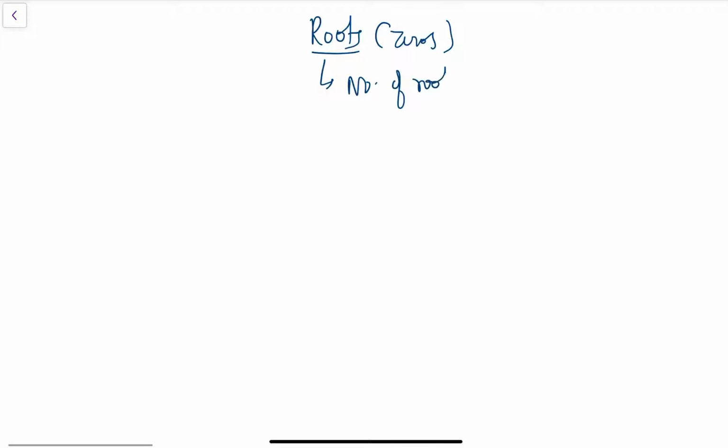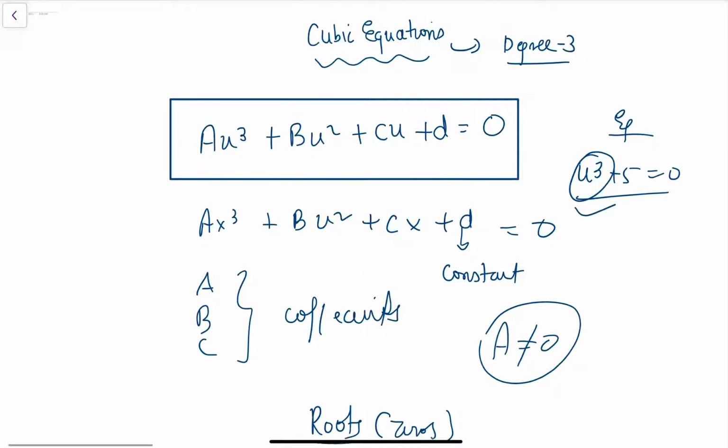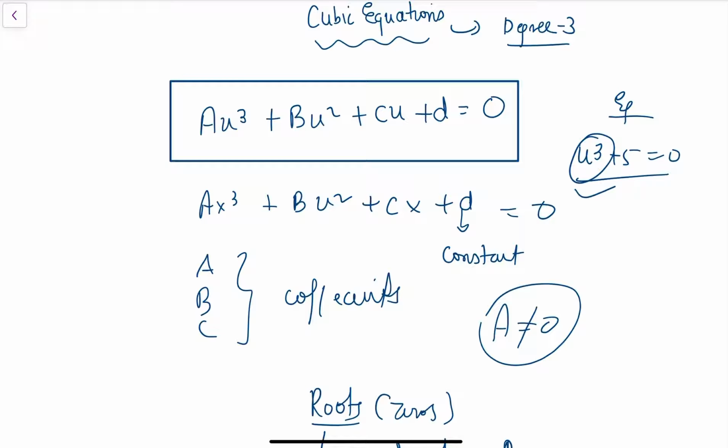Fine. Now let's talk about the roots. Roots are the zeros of a cubic equation, and you know the number of roots is equal to the degree. The higher the degree, the more roots. If the degree is 2 in a quadratic equation, there are 2 zeros or 2 roots. Similarly, this will have 3 roots, which we can name alpha, beta and gamma. Three roots because the degree is 3. One important thing now: like in a quadratic equation, you had a relationship between the sum and product of roots, in the same way you have relationships between the sum and product of roots here.